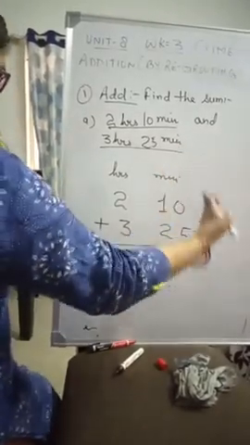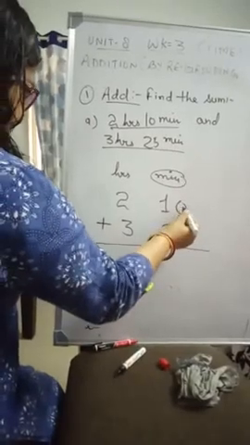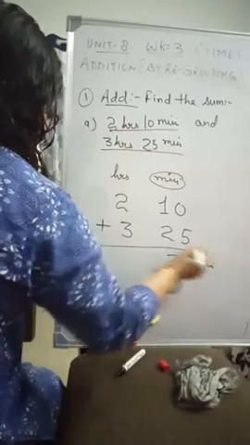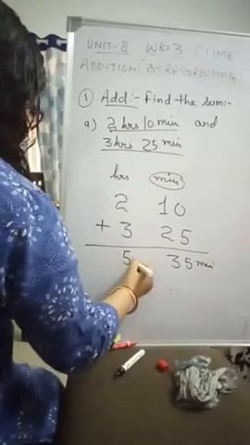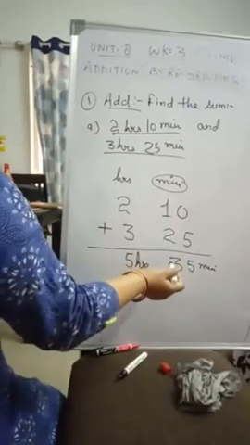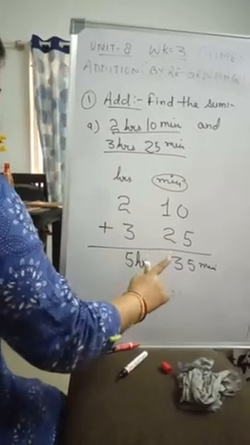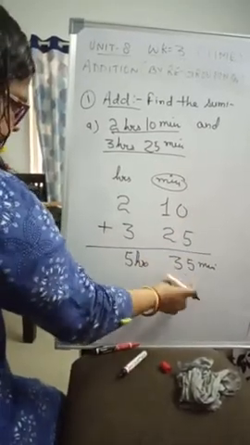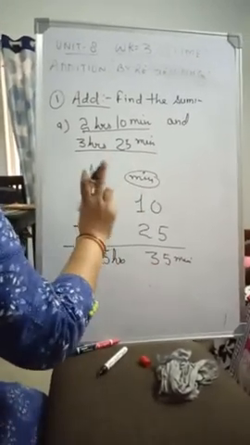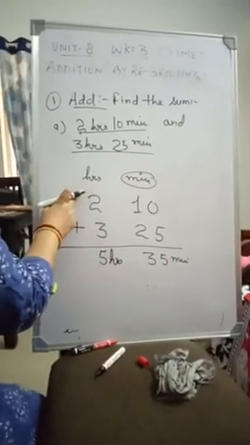We will start from the right hand side with the smallest unit, that is minute. So 10 plus 25 is 35 minutes, and 2 plus 3 is 5 hours. One thing is to be noted. In the minute section, you can keep only up to 59 minutes. If 60 appears in the addition, all of you know that 60 minutes is equal to 1 hour. So 60 minutes will convert into 1 hour and come to the hour section.